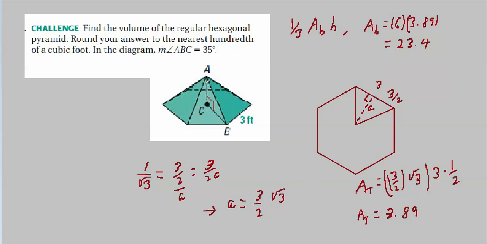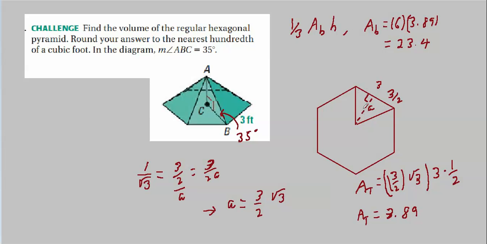But they gave us this angle. This is 35 degrees right here. That's ABC. And what are we going to do? Well, this has length 3 because that is the same as this. How do we know it has length 3? Well, this is a hexagon, right? So this is 60 degrees.